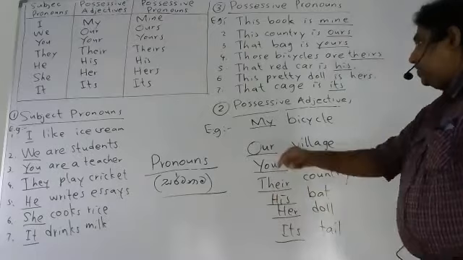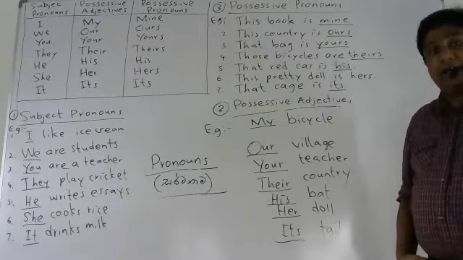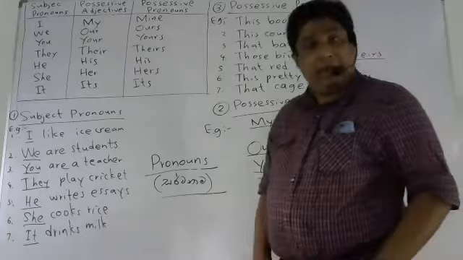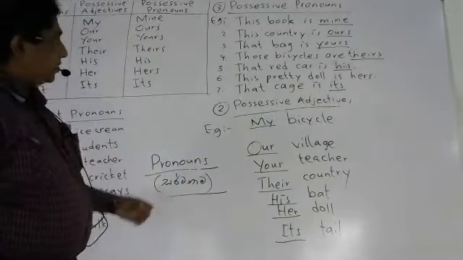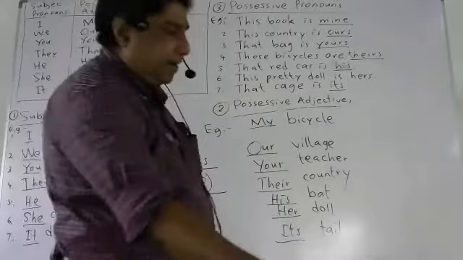Adjectives. එතකොට අරකට possessive pronouns කියන්නේ ඇයි? අයිතියක් ලෙස පවතින හින්දා, අයිතියක් ලෙස ප්‍රකාශ කරන්න පුළුවන් හින්දා. හැබැයි ඒවා වාක්‍යවල ඉන්නේ මේ විදිහට තමයි. This book is mine. This country is ours. That bag is yours. Those bicycles are theirs. That red car is his. This pretty doll is hers. මම මේක අන්ඩර්ලයින් කරලා නැහැ නේ. And the other one. That cage is its.